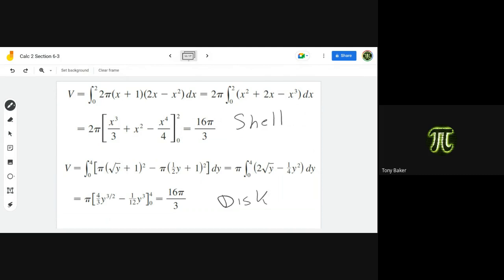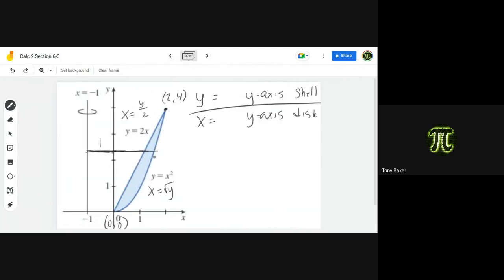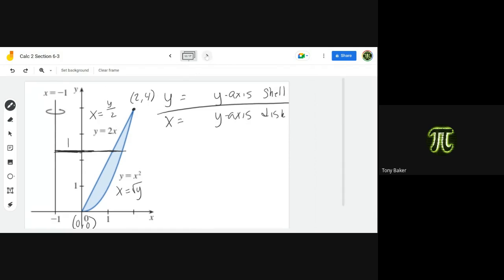I could have given you this problem with x equals square root of y and x equals y over 2. You would have instantly said, oh, I got to do the disk method, and just gone with it. That's the part you have to start looking at: when you're looking at the problem, figure out what method's going to be easier. So if I gave it to you that way, it would have been easier to work with. Yes.